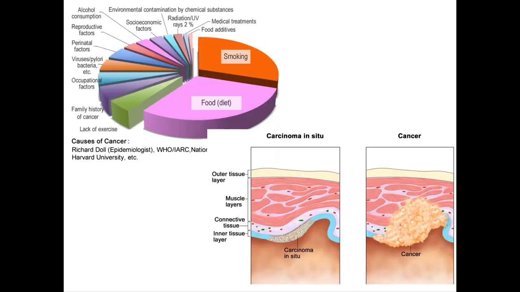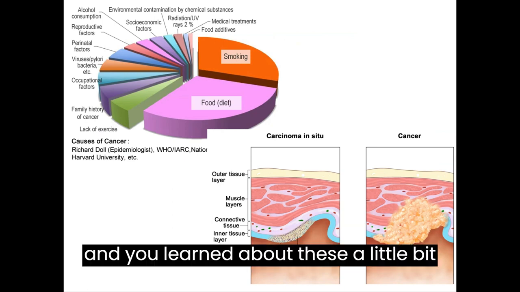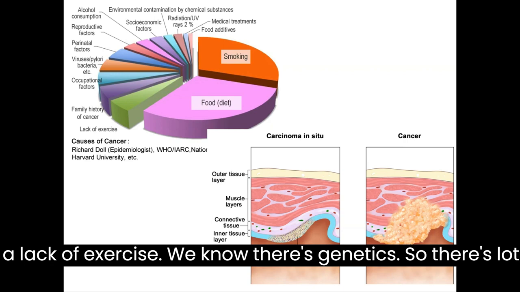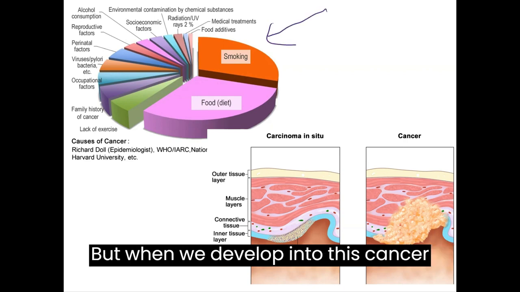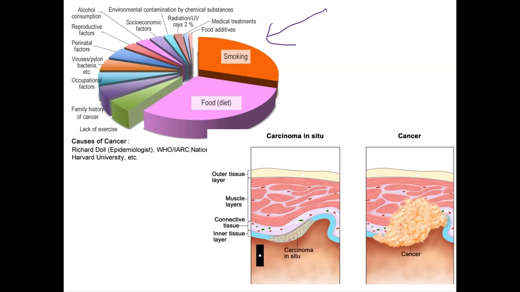Before I get to that, remember we have carcinogens, and you learned about these a little bit in Bio 119, but these are just common causes of cancer. It's all around us. We know smoking is the number one cause of every single cancer. We know that what we eat affects us. We know a lack of exercise contributes. We know there's genetics. So there are lots of carcinogens around us. There are some we can change and some we can't change.